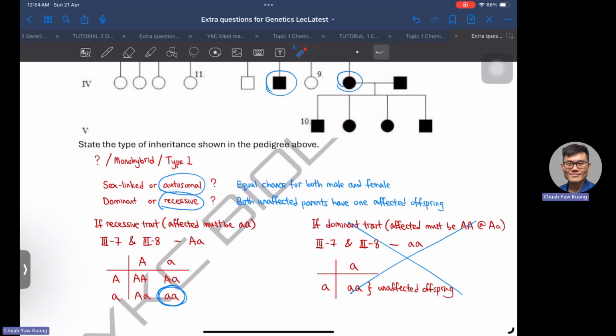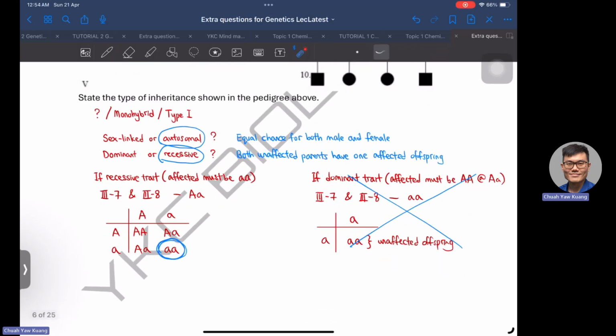So with that, now we can confirm the type of inheritance, since it asks us to state the type of inheritance. The answer is that this trait is actually an autosomal recessive inheritance. So this is an autosomal recessive trait. This is the final answer.